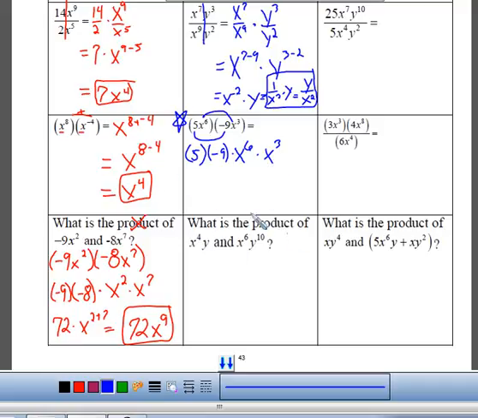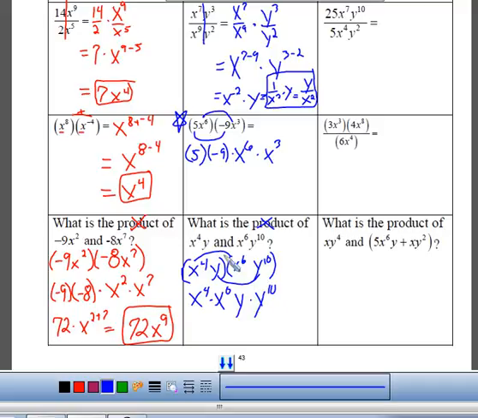What is the product, again we're doing multiplication, of x to the 4th y and x to the 6th y to the 10th? Alright, so let's write it out so we can see it first. X to the 4th y, x to the 6th y to the 10th. Put the like stuff together because they have the common bases. So really it's going to be x to the 4th, x to the 6th, y times y to the 10th.